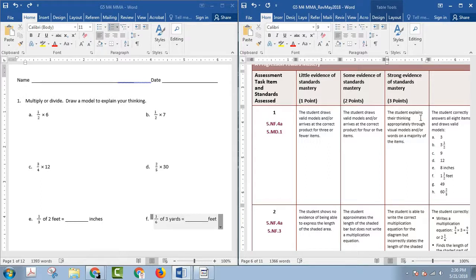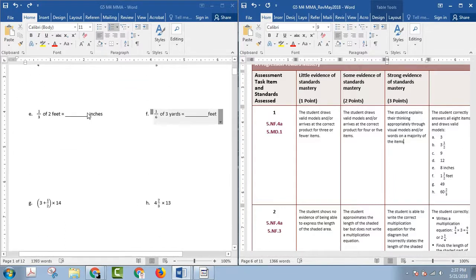Now, does that also mean that they're very likely to get the correct calculation? Yes. Does it also mean they're very likely to get the rest of them? Yes. It's probably going to be rare that you're going to have a student explain well on 5 and the last 3 they don't explain well.